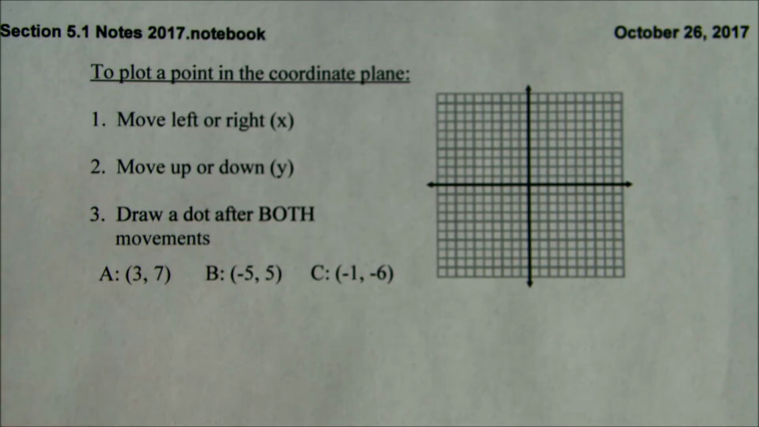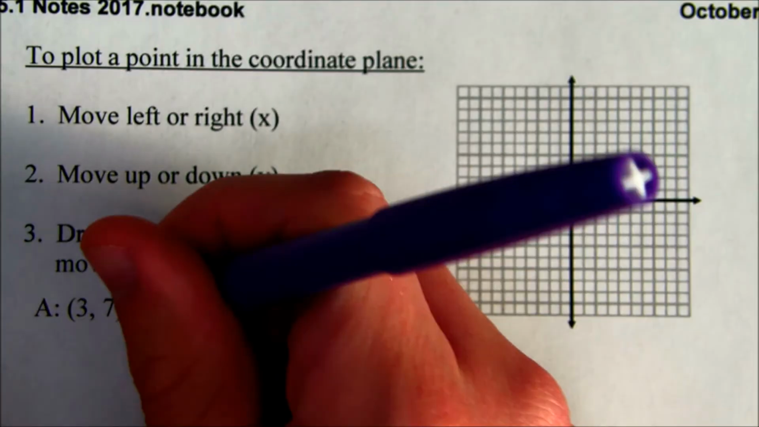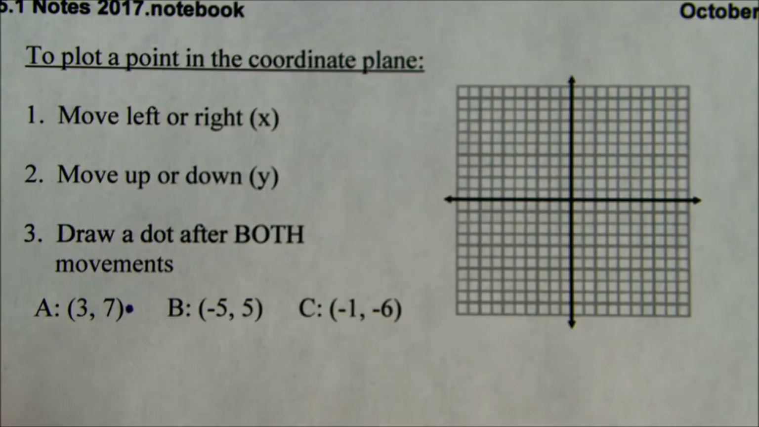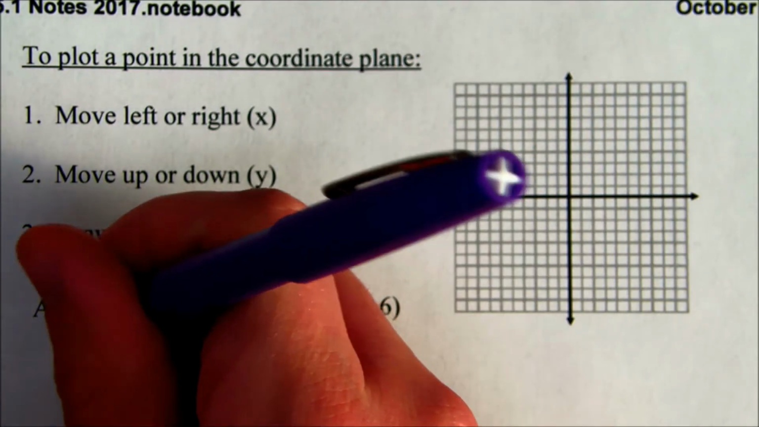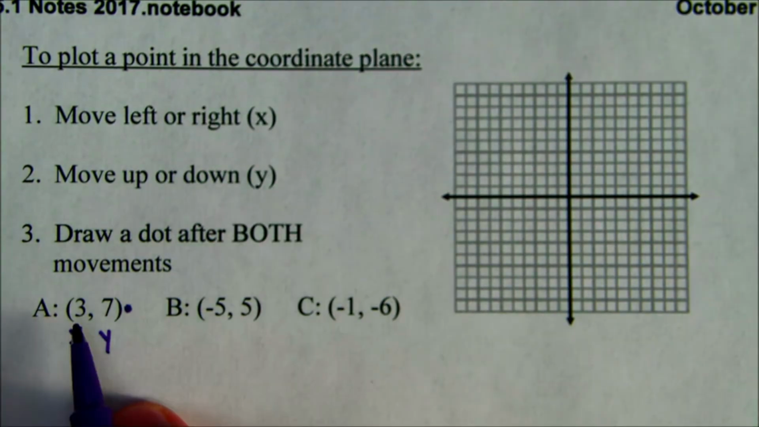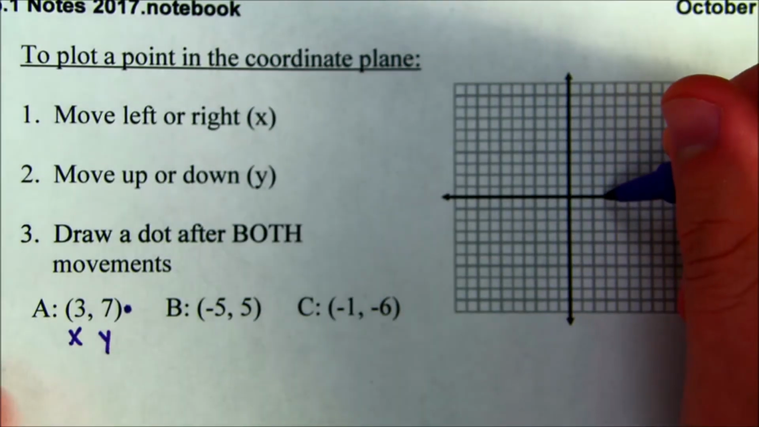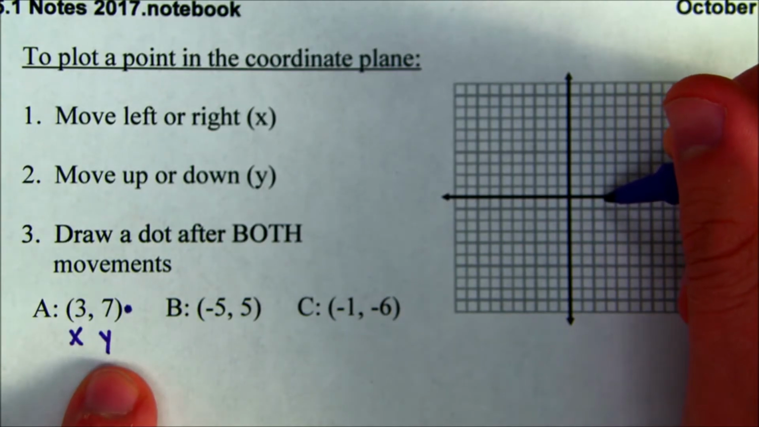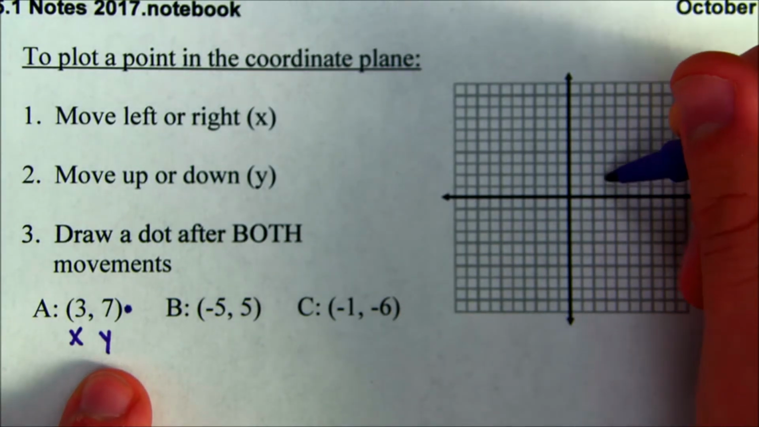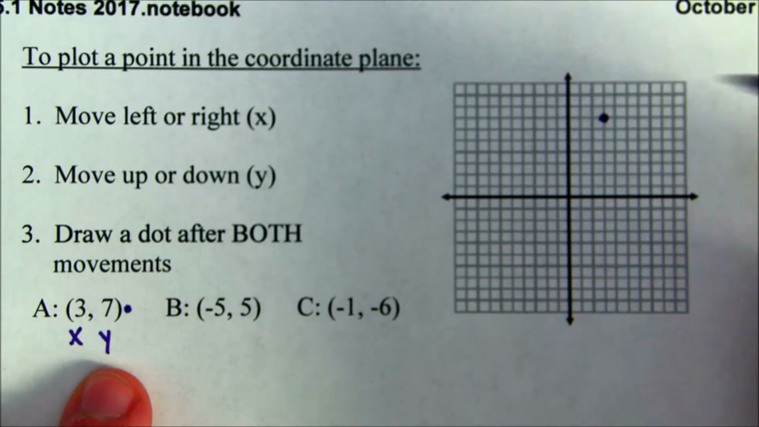For example, let's try the point 3, 7. Now I'm going to do some labeling. This is the x-coordinate. This is the y-coordinate. So here's what it tells me. It tells me to go right 3. A positive x means go right. So I go right 1, 2, 3. From here, the y tells me to go up 7. 1, 2, 3, 4, 5, 6, 7. So right there is the point 3, 7. Right 3, up 7.